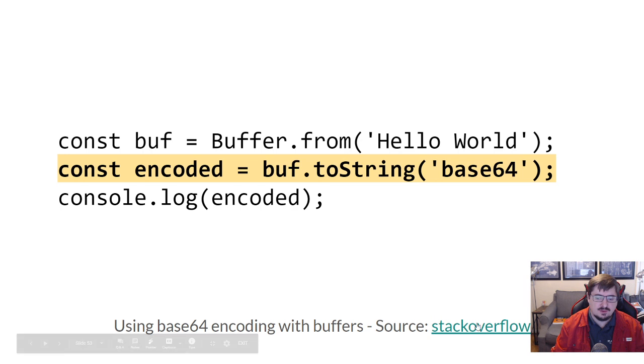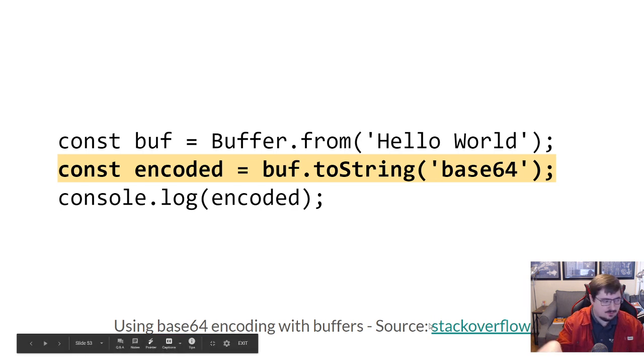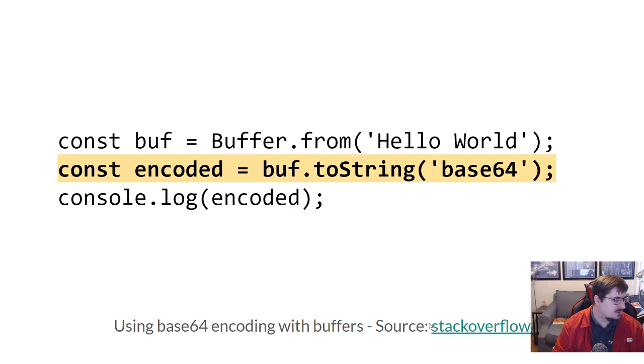And I've linked a Stack Overflow thread here that's relevant to this, and it spells out a few more things. Do you have to import a library, or is that native? That's native. This is built into Node. So to do Base64 encoding, you don't need a library. Some languages, some technologies, you may need to bring in a library, but not for Node.